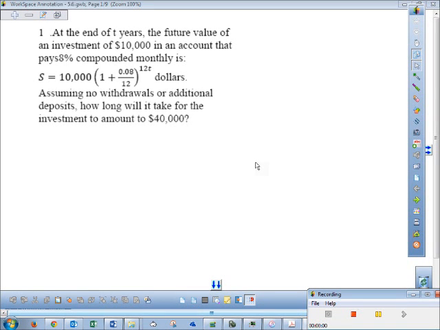5-6, college algebra, pretty simple day. Using logs to help us solve problems about annuities and loan repayment, which is a big part of your life in the future, hopefully, that you borrow money so you can afford cool stuff.